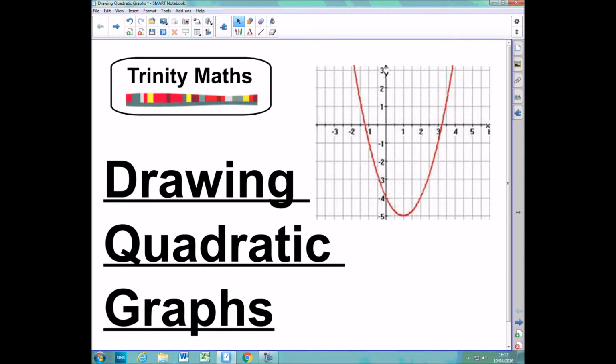In this video I'm going to show you how to draw quadratic graphs. Now you'll notice, if you've watched my straight line graphs video, that we're going to use very similar techniques to that. But in this case, instead of getting straight lines out, quadratic graphs always come out with a nice U shape.